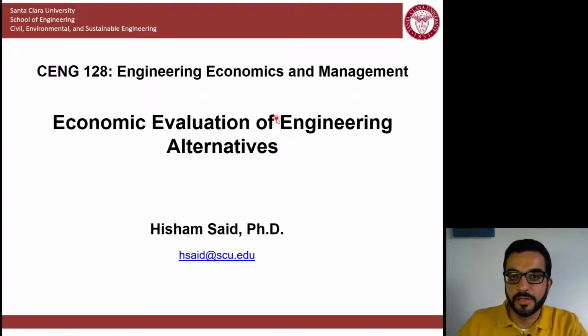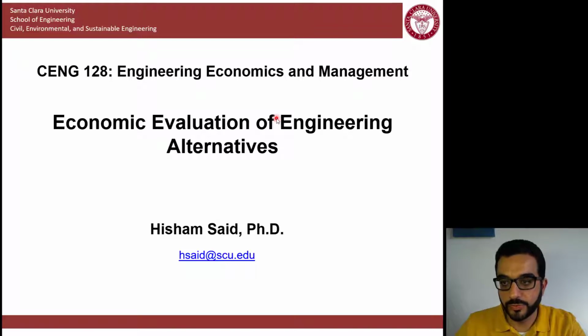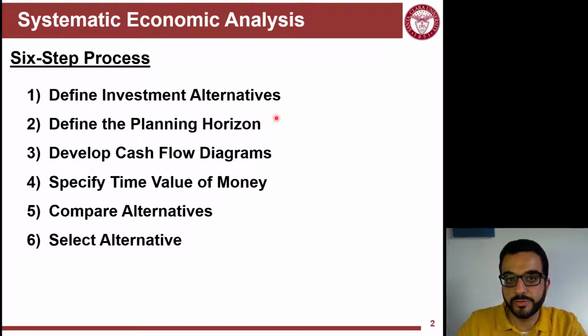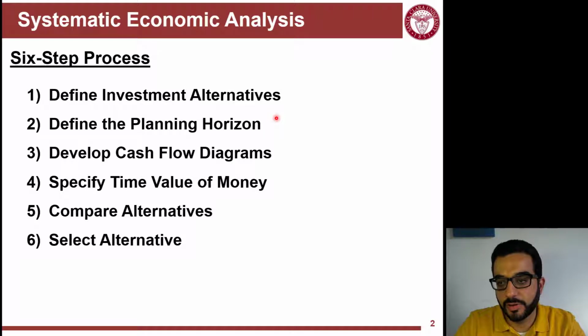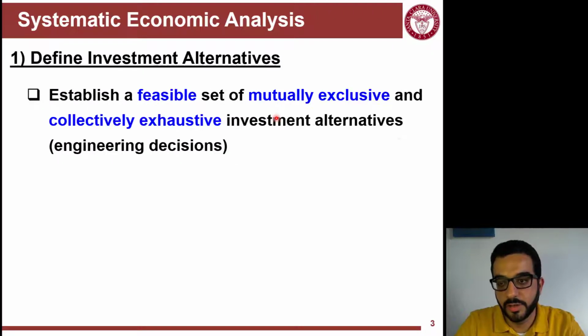Hi there. We will learn in this video the process to compare between engineering alternatives from the economics point of view. The process here has six steps. The first one is to define the investment alternatives. It might seem simple, I just buy this equipment or that equipment, but you have to establish a list of alternatives that are feasible, mutually exclusive, and collectively exhaustive.